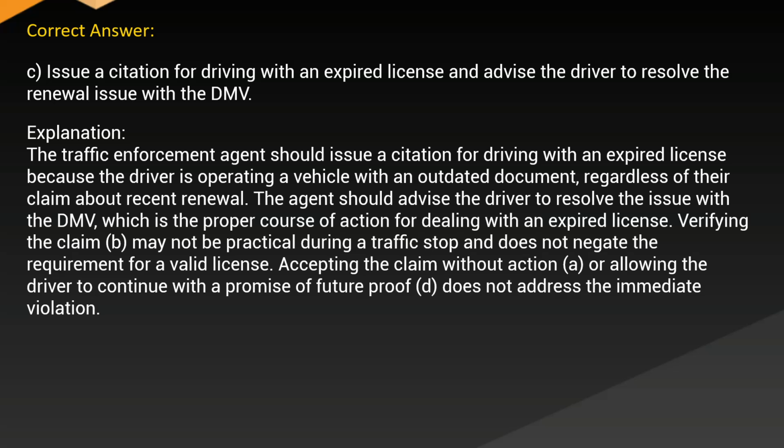Verifying the claim (B) may not be practical during a traffic stop and does not negate the requirement for a valid license. Accepting the claim without action (A), or allowing the driver to continue with a promise of future proof (D), does not address the immediate violation.